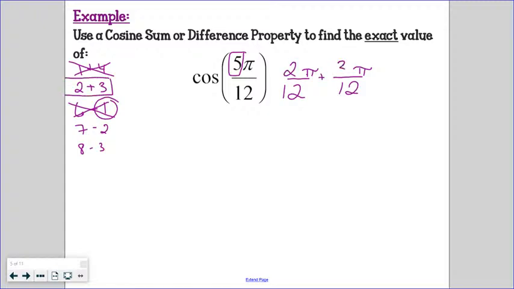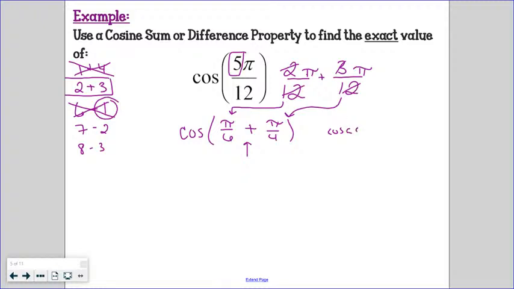2 plus 3 works because 2 over 12 simplifies and 3 over 12 simplifies, and so what we get from doing that is a sum. 2 over 12 will simplify. The 2 and the 12, both divisible by 2, would become pi over 6. The 3 over 12, both divisible by 3, we get pi over 4. And so this would break down into cosine of pi over 6 plus pi over 4. And then we look at the symbol between. It is a plus, so we would do our cosine of a sum formula: cosine of the first, cosine of the second, minus sine of the first, sine of the second.